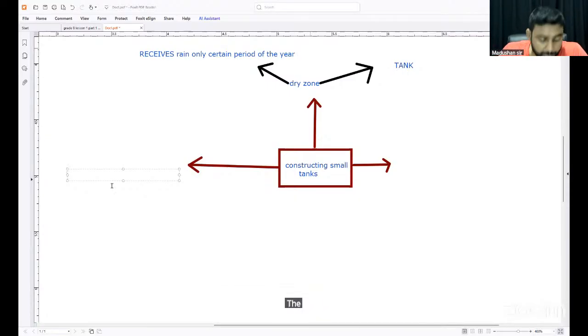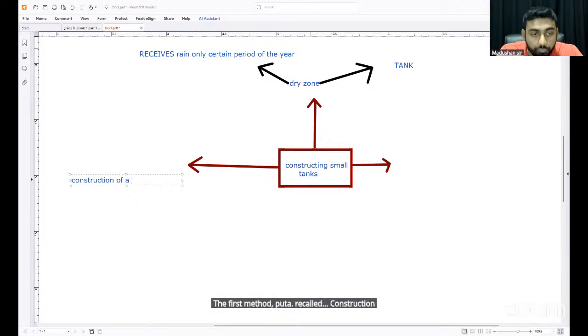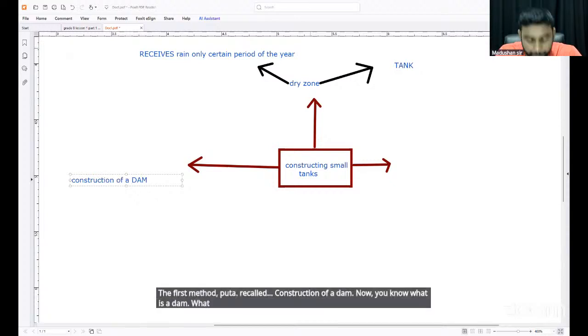The first method we called construction of a dam. Now you know what is a dam. What's a dam?